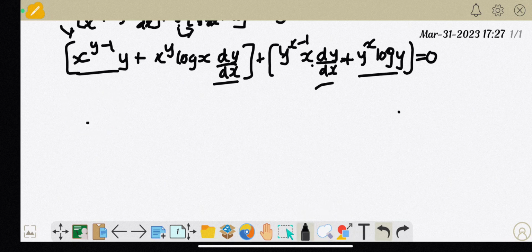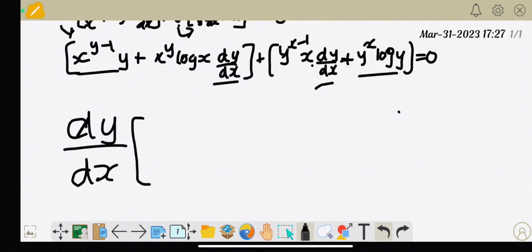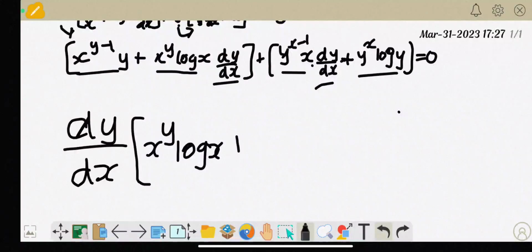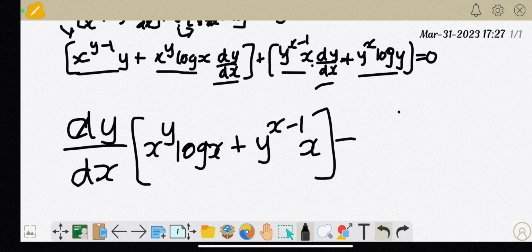So dy by dx I took as common. Which is the coefficient term of it? It is x to the power y log x plus y to the power x minus 1 x. Correct. And what is the right hand side?